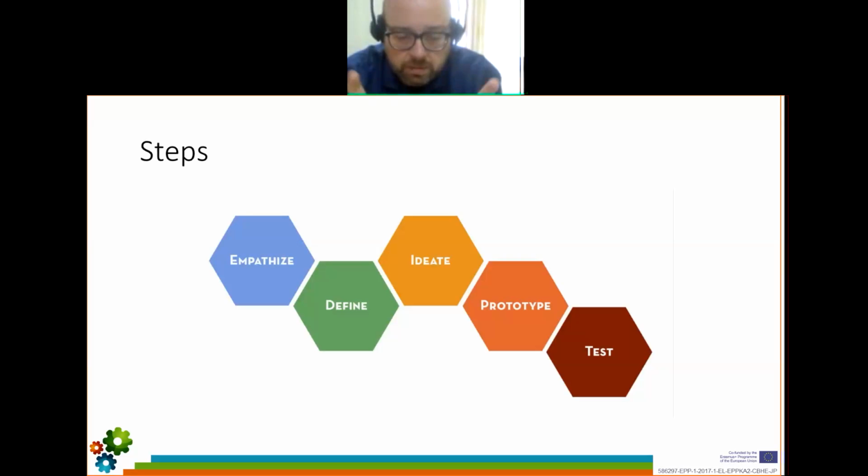So in the define phase, you're trying to define what actually the problem is and what are the parameters of this problem. Then you have the ideate phase, in which you are just throwing out ideas in order to try to solve the issue that you have defined in the define phase before.